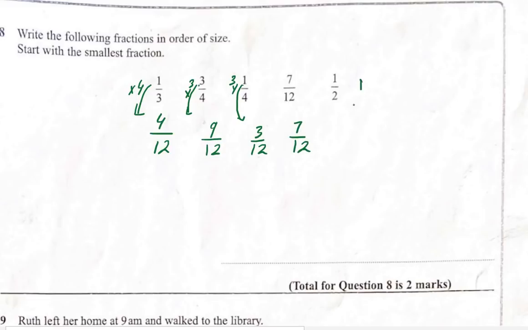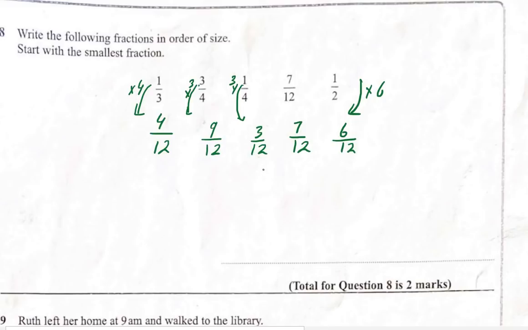So to make this 12, I times by 2. 2 times what gives 12? It's 6. So it's going to be 6 over 12. Now I have the same denominator, now I can put them into order. So write the smallest fraction first. Which one is smaller?